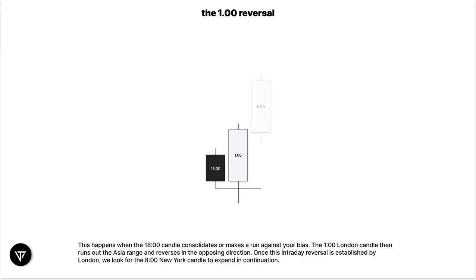7-2. The 1 reversal. This happens when the 18 candle consolidates or makes a run against your bias. The 1 London candle then runs out the Asia range and reverses in the opposing direction. Once this intraday reversal is established by London, we look for the 8 New York candle to expand in continuation.